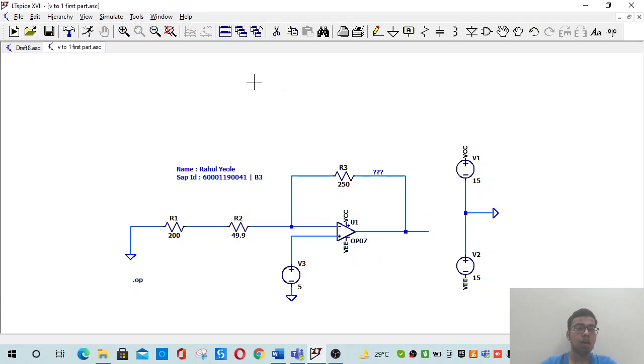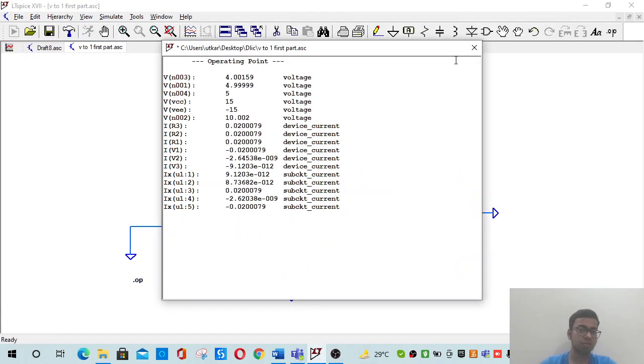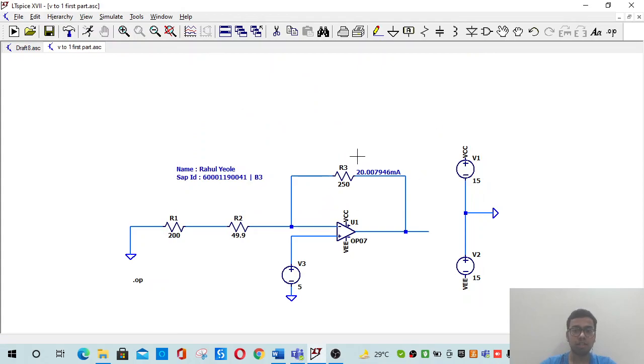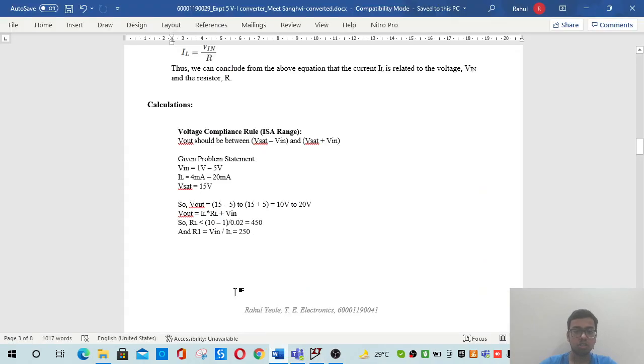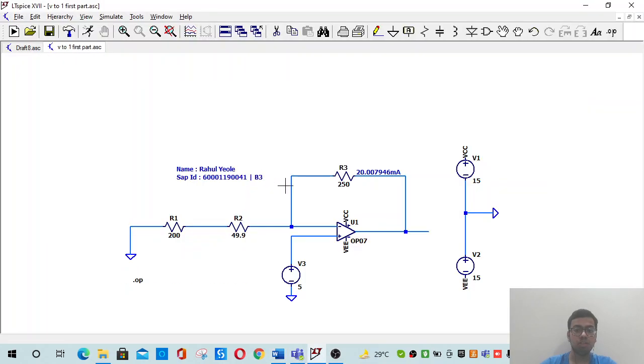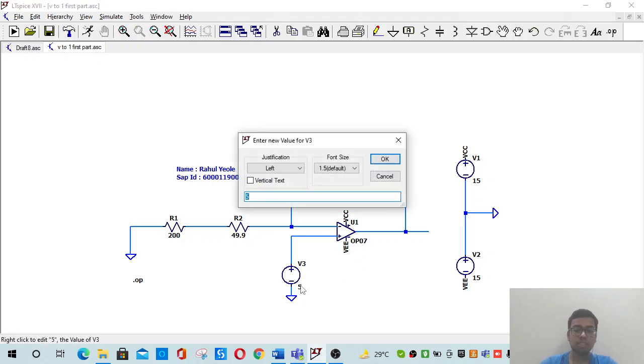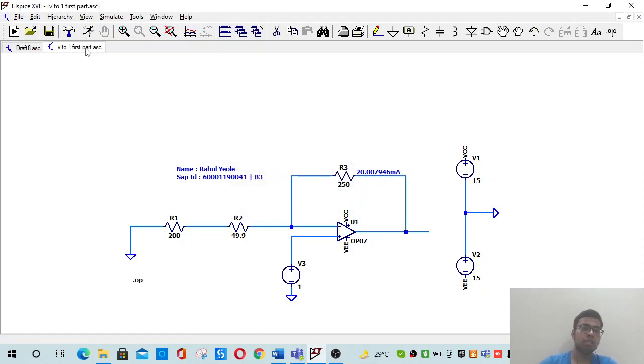Okay. Now we will be simply running the simulation. We get some values, but we are not interested in this. What we are interested in is this. Remember in the Word document we saw this had to come between 10 to 20 volts. Okay. And what we see over here is 20 volts. Very close, a bit of fluctuation we could see, but that's fine. Similarly, we'll be checking for 1 volt too. And here we run it again.